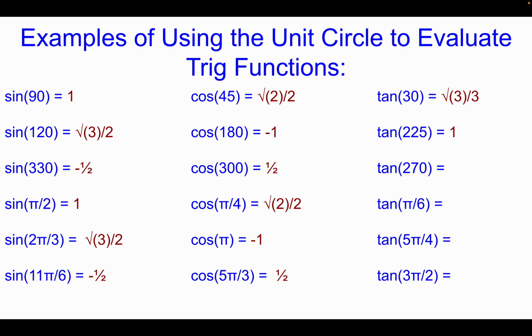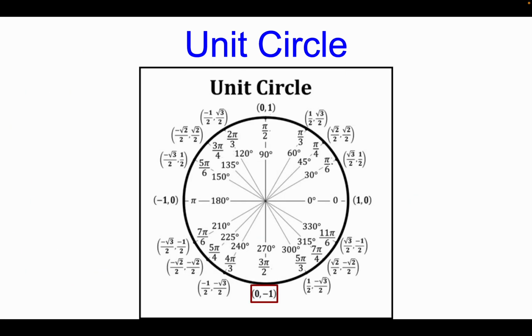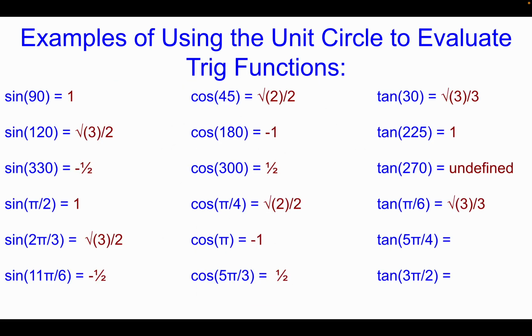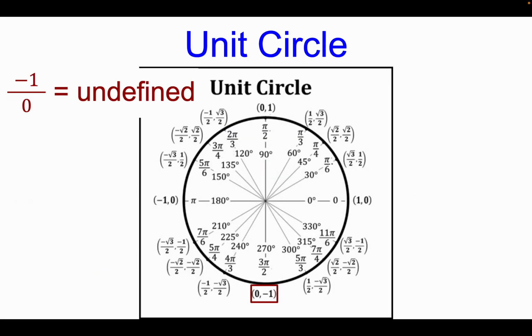Now let's do 270. That's down here, 0 and negative 1. So I'm going to do negative 1 divided by 0. If you take negative 1 divided by 0, remember, you are not allowed to divide by 0. That is an undefined operation. So we can say that this answer is undefined. Whoops, I've already got the next one in here. I didn't mean to.